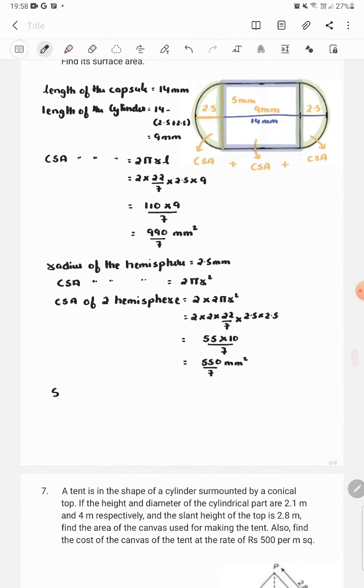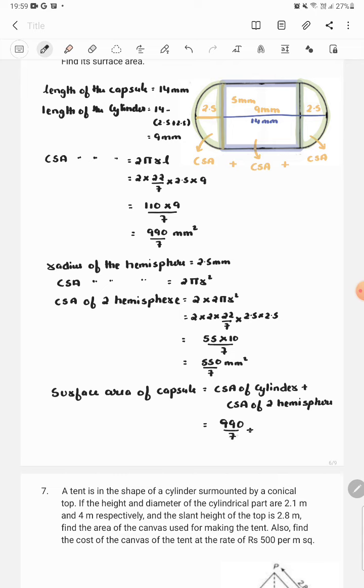So surface area of capsule is equal to surface area of cylinder plus surface area of two hemispheres. 990/7 plus 550/7, this will become 1540/7, and after cutting this will become 220 millimeter square.